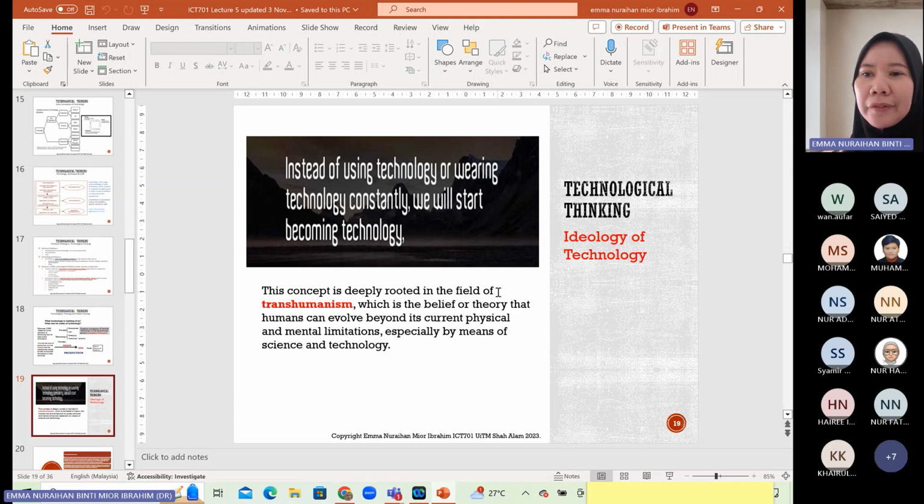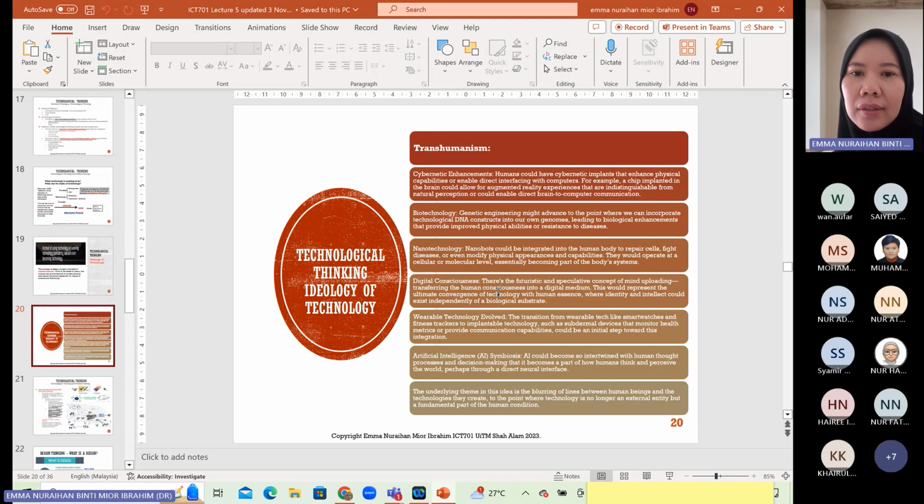So we called it the field of transhumanism. Pernah dengar tak perkataan ni? Transhumanism. Another bombastic word. What is it? Transhumanism ni, okay? It's a belief or theory that humans can evolve beyond its current physical and mental limitations. Okay, kita tengok apa contoh dia. Alright, transhumanism ni. Oh, banyak contoh.